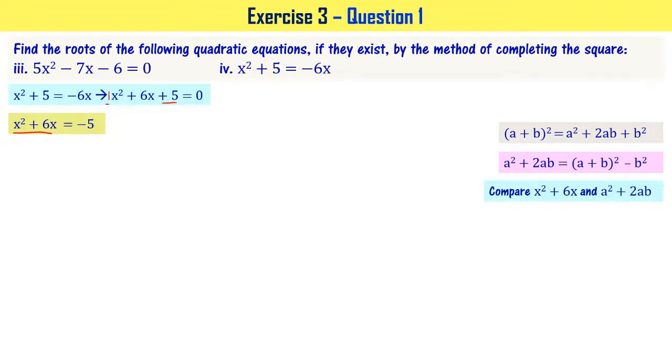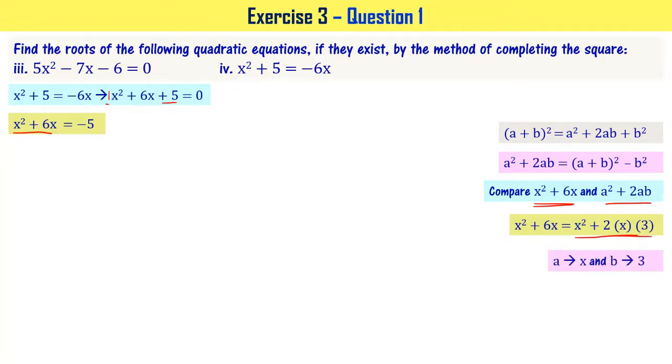When you compare, let me expand x square plus 6x as x square plus 2x times 3, right? Now you compare this with a square plus 2ab. When you do that, you say that a equal to x and b equal to 3, right? Let's substitute a equal to x and b equal to 3 into this equation. When you do that, the equation becomes x square plus 6x equal to x plus 3 whole square minus 3 square, right? This minus 3 square can be written as minus 9, right?